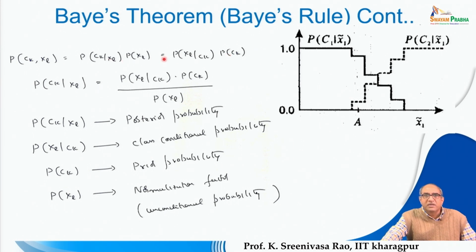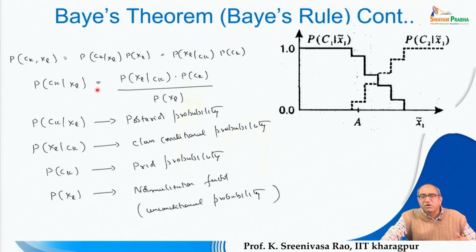Now, if you look at the probability of Ck given XL, it means that, by observing the feature vector, that is, given a feature vector, you need to estimate the probability of a class, either C1 or C2. By viewing the feature vector, what is the probability that this feature vector comes from class C1 or from class C2? This is known as the posterior probability.